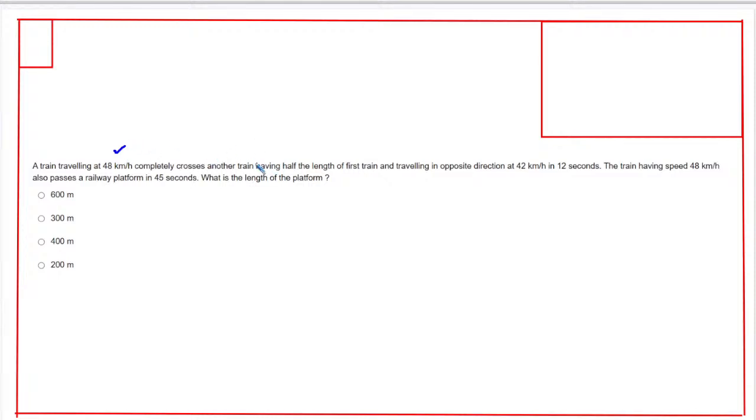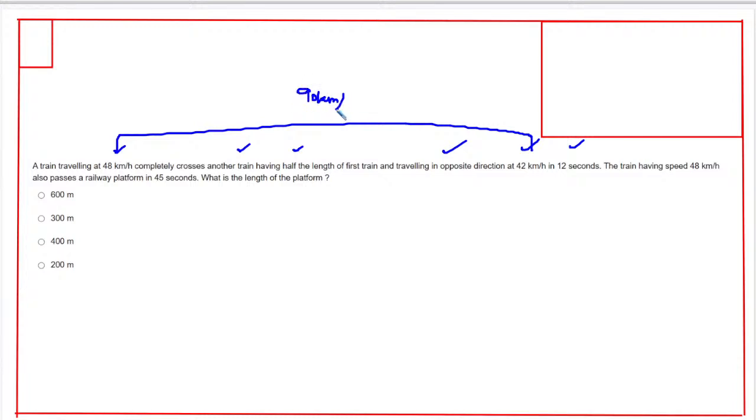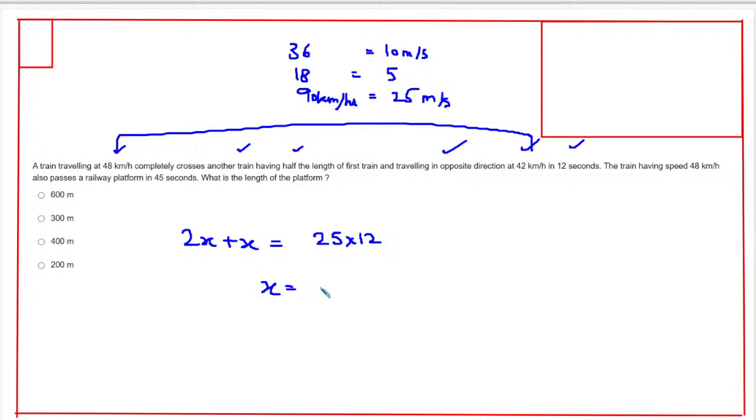A train traveling at 48 crosses another train having half the length, traveling in the opposite direction at 42, in 12 seconds. In the opposite direction you add the speeds, so it is 90 km per hour, which corresponds to what? 36 corresponds to 10 meters per second, so 90 is like 18 corresponding to 5. This is 25 meters per second. If the length is 2x, the other length is x. Effective speed is 25, covering in 12 seconds. X equals 400. So this is the length of the shorter train.